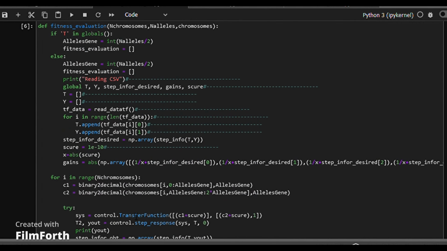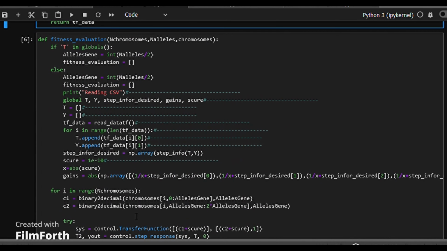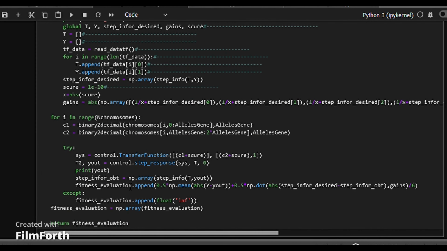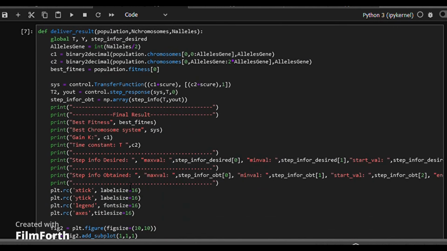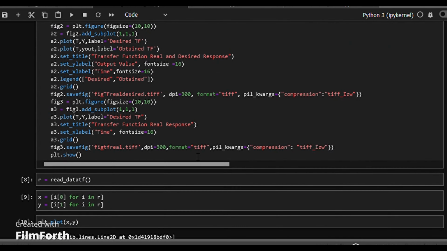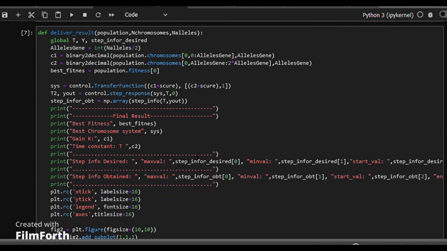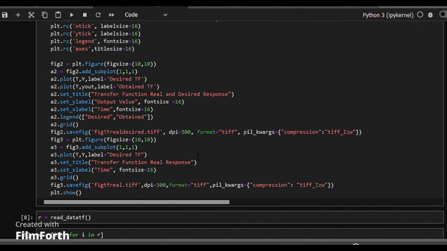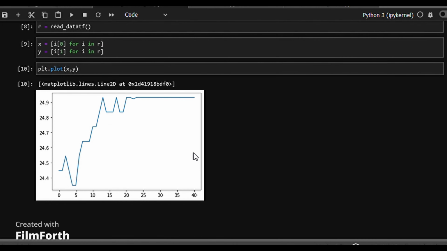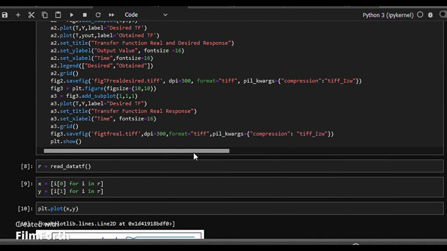After this, we have the definition of the fitness function. In this part, all the previous data is evaluated. And at the end, we have the delivery of results. It returns the best selection, and with this we can obtain the transfer function with a genetic algorithm.